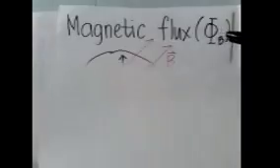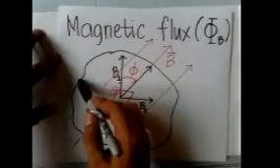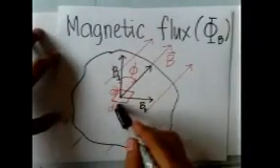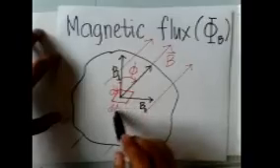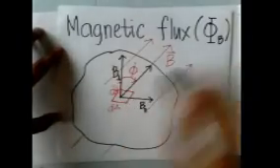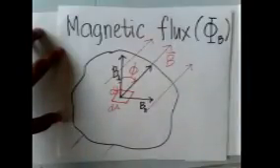From the figure, here is the area A. We take some element dA, a small infinitesimal area dA here. The direction of our magnetic field is denoted by the red mark here. That is the direction of our magnetic field.